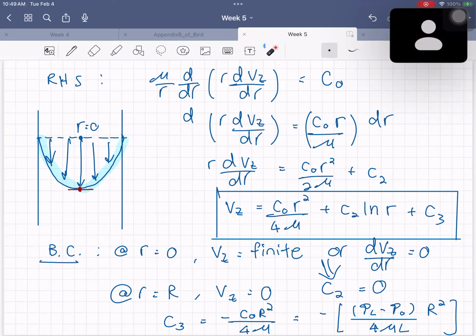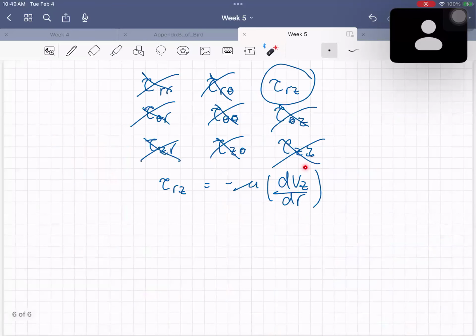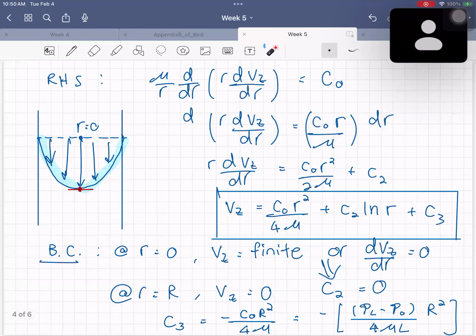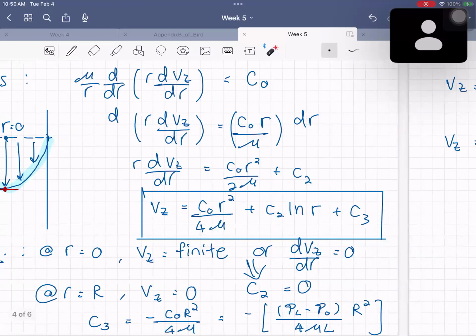Okay, you can do either way. So dvz by dr, you can actually differentiate your velocity profile equation that you got with respect to r. Or if you go back previously, you can see this term right here. You can just substitute r, Z0 and C2, because they are constants.